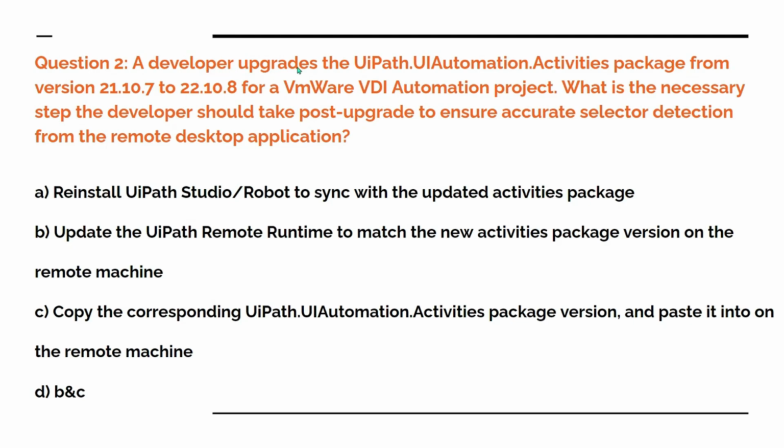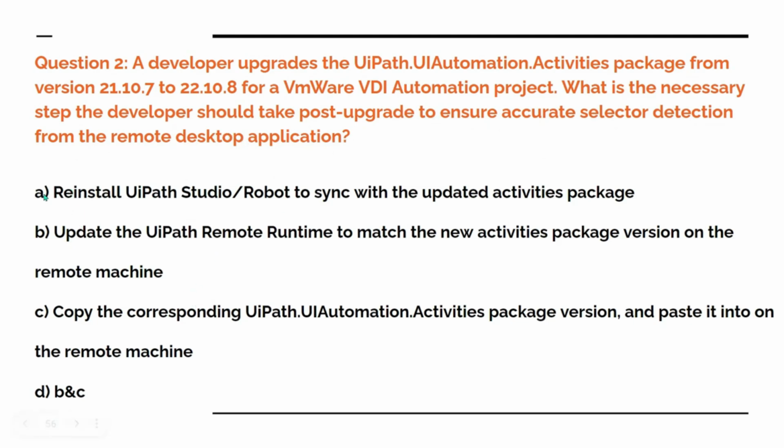A developer upgrades the UiPath.UIAutomation.Activities package from version 21.10.7 to 22.10.8. Getting it? 21.10.7 to 22.10.8 for a VMware VDI automation project. So it is talking about a remote desktop or virtual desktop interface automation project. What is the necessary step the developer should take post upgrade, upgrading this UI automation package, to ensure accurate selector detection from the remote desktop application?